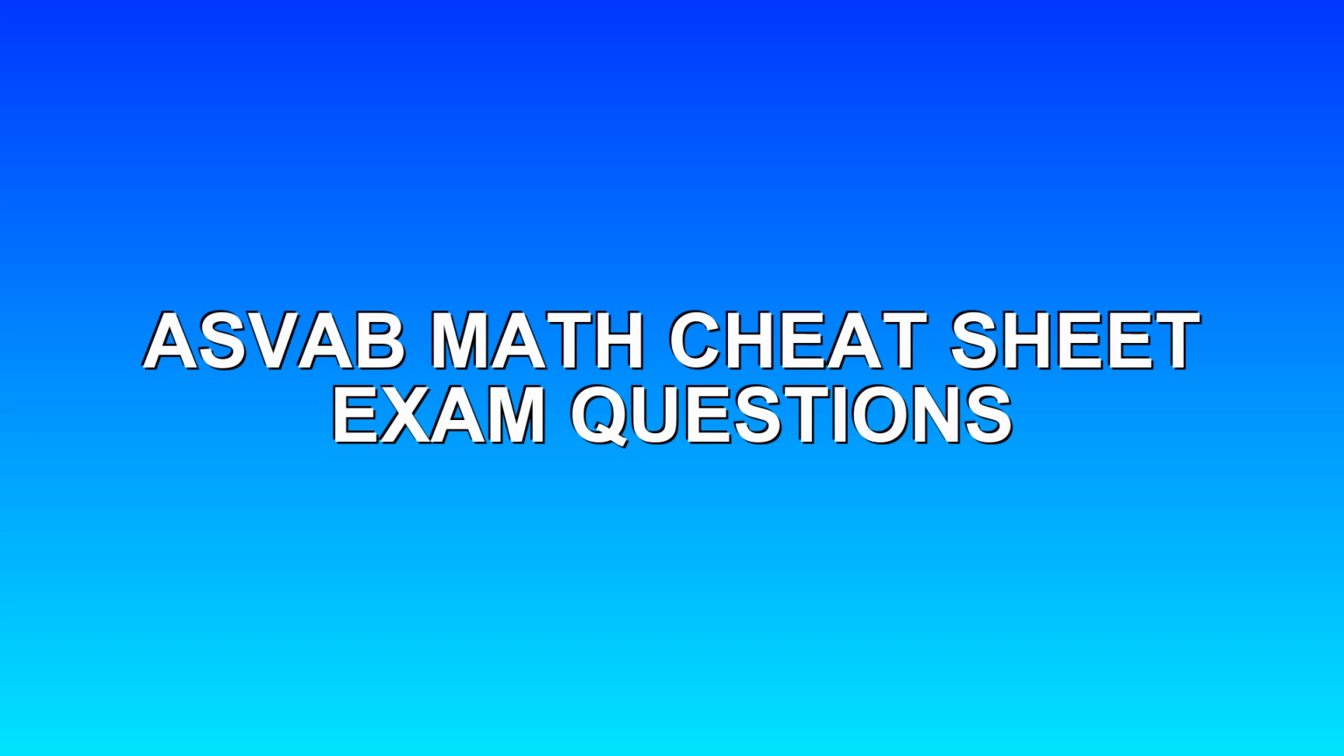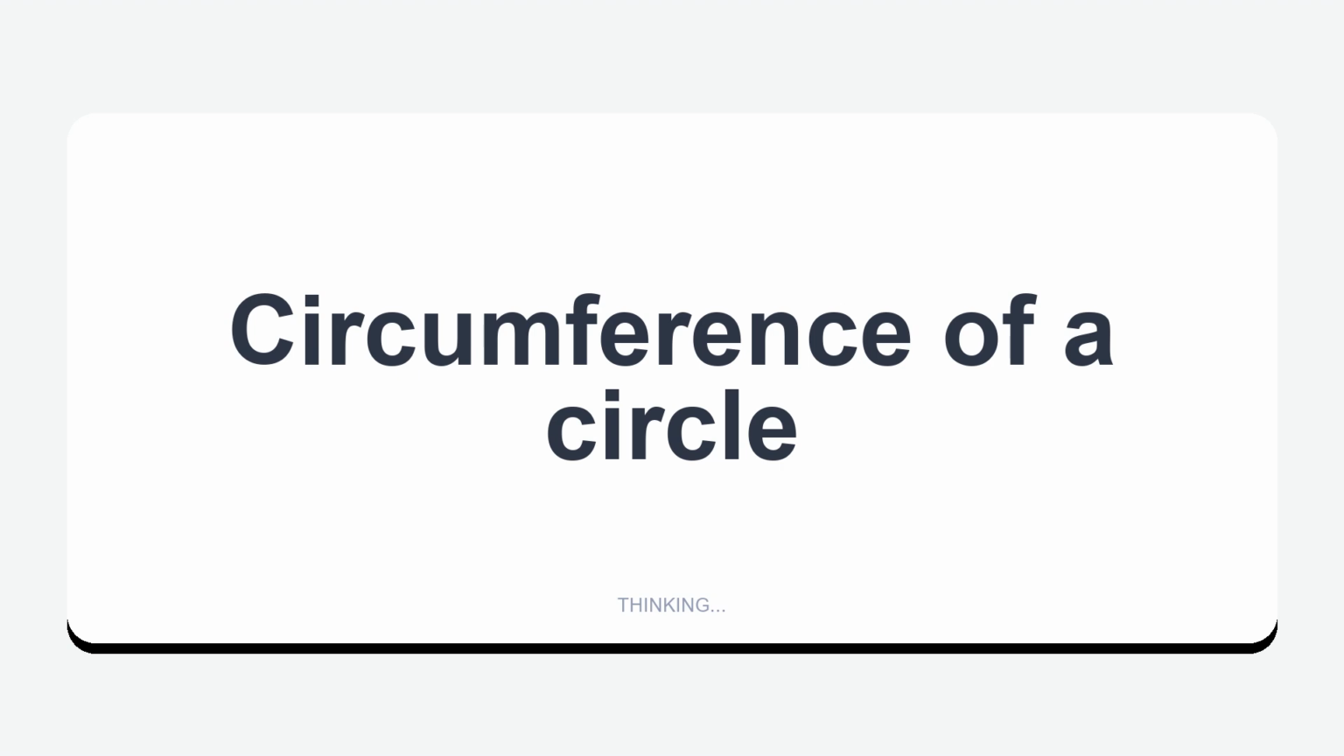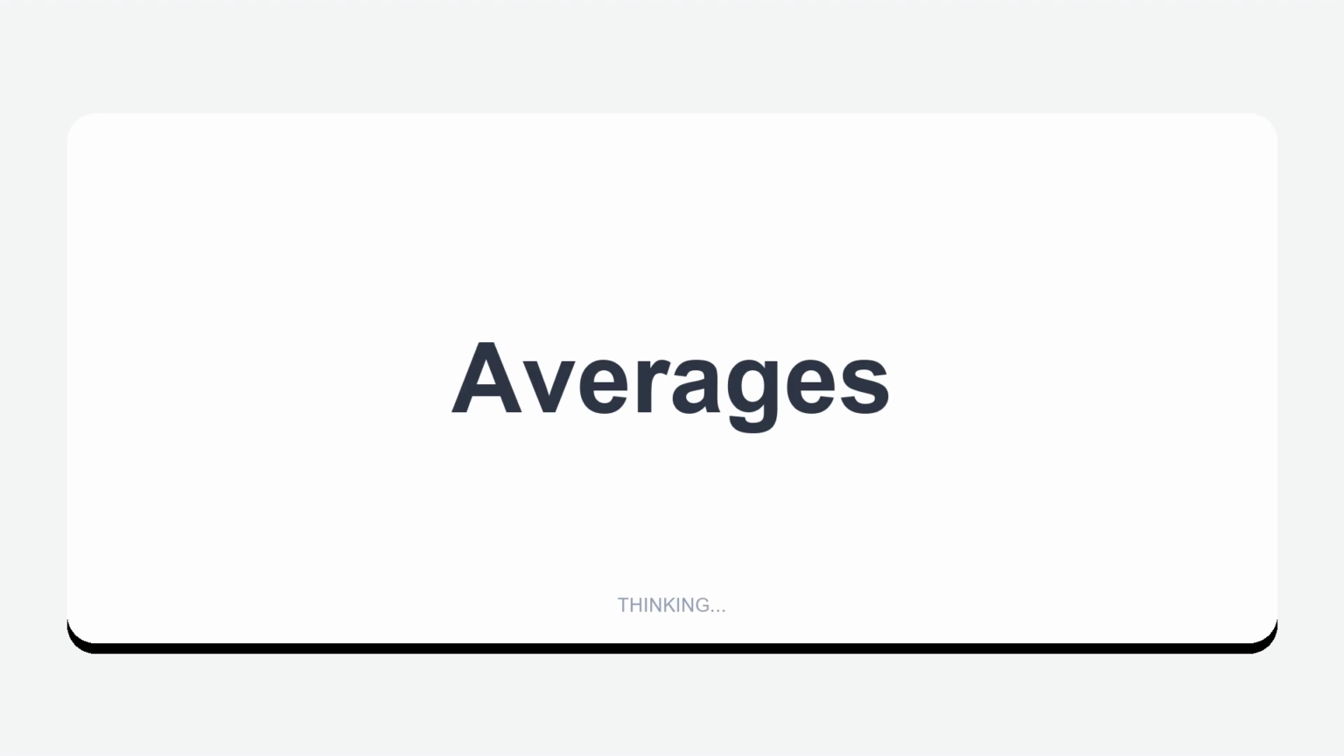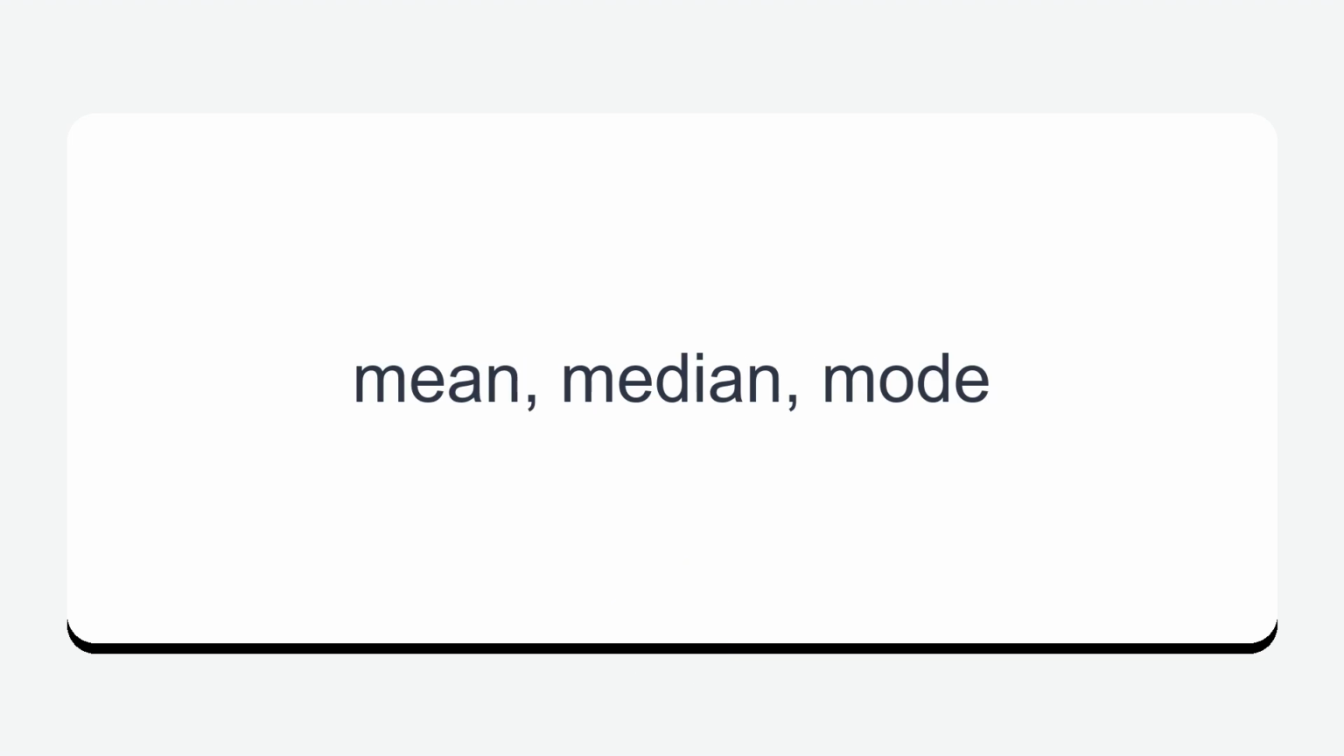ASVAB Math Cheat Sheet Exam Questions. Circumference of a circle: 3.14 × D, or 2 × 3.14 × R. Averages: mean, median, mode.